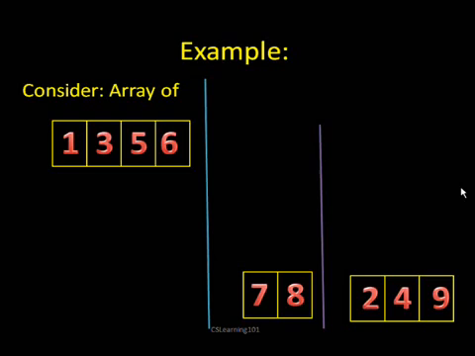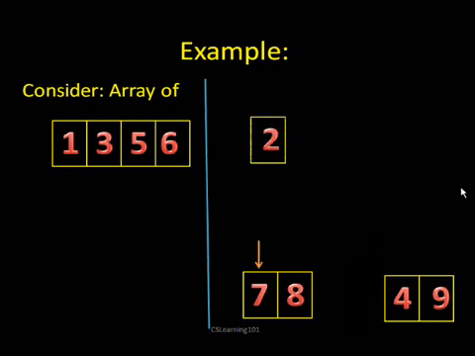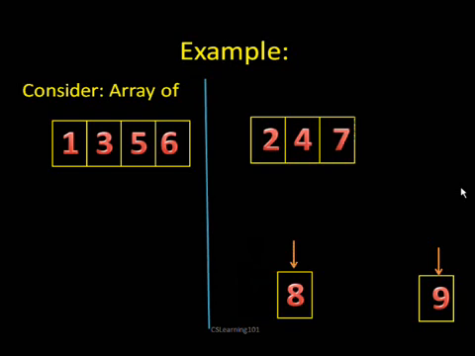You would compare the 2 and the 7. 2 is less than 7, so you would put the 2 in the new list first. And then you would compare 7 and 4. 4 is less than 7, so you would put 4 next into the new list. Then you would compare 7 and 9. 7 is less than 9, so you would put 7 first. Then you would compare 8 and 9. 8 is less than 9, so you would put 8 first. And then 9 is all that's left, so you would put 9.